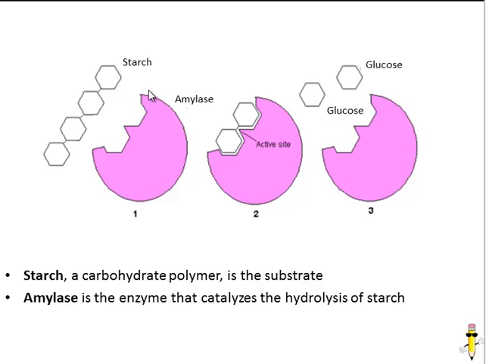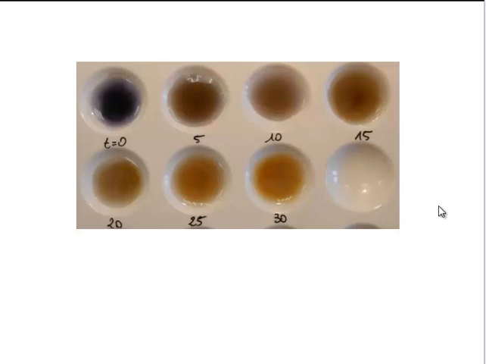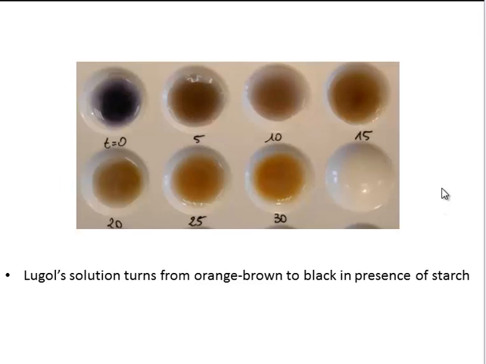Amylase is an enzyme with an active site specific for starch only. And glucose is the carbohydrate monomer that makes up starch. So that is going to be the product at the end of the reaction. Now, as we're testing enzyme activity, we need a way to know if the reaction occurs or not. So we're going to use indicators, specifically Lugol's solution.